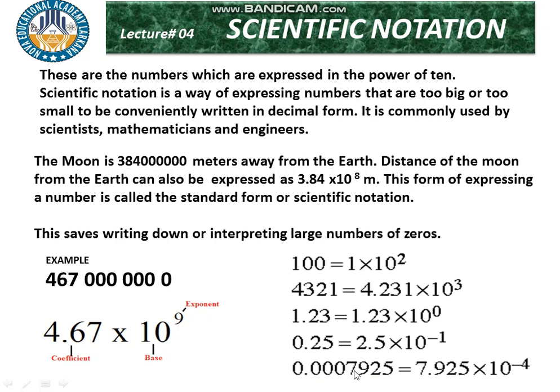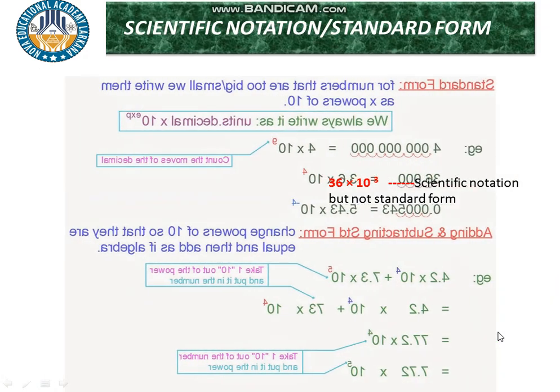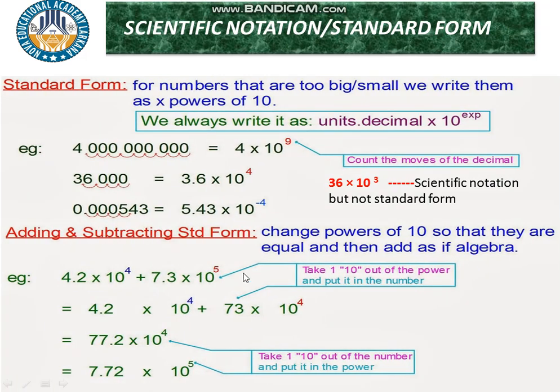Now in which direction have you crossed? You have changed into the right side. It means that this data is very small, and this power must be negative. So 7.925 into 10 power minus 4. You can clearly identify the larger data and smaller data. This is a larger data, your power is positive, and this is a very small data, your power is minus 4.